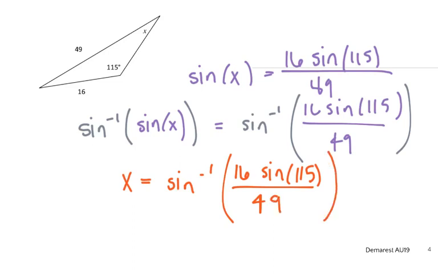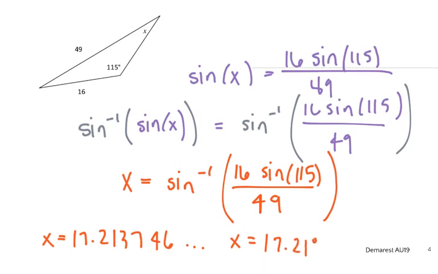This now is a calculator problem. We just have to input this into our calculator. But I really, really strongly urge you to practice this, because even if you can get this far on a test, that's great, but you've got to be able to punch it into your calculator properly. So I'm going to go ahead and do that, and I'll then write out how you need to do that. Okay, and that should give you 17.213746... We're going to get in the habit of rounding to the nearest hundredth, so 17.21 degrees is the value of angle C or angle X.